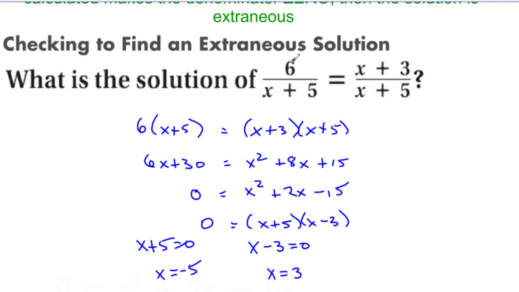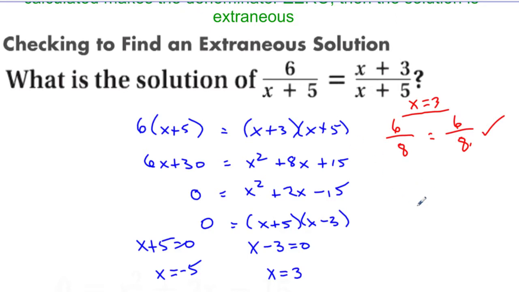If I plug that in, I get 6 over 3 plus 5, 6 over 8, okay? And if I plug in 3 here as well, it looks like I get 3 plus 3 is 6 over 3 plus 5, which is 8. So that one checked out. When I plugged in 3, I get 6/8 equals 6/8. So we'll call this the case when x is equal to 3. Okay, I do get a true statement.